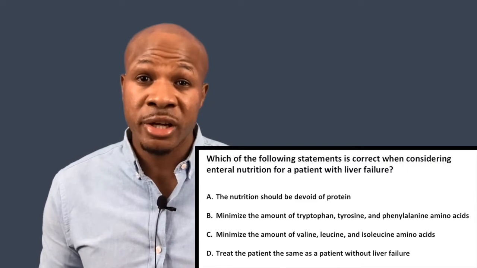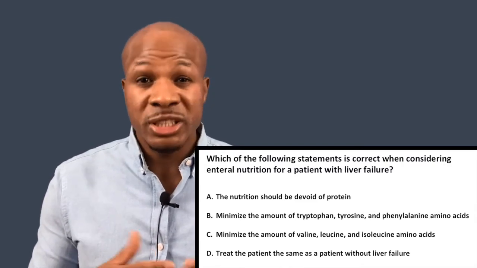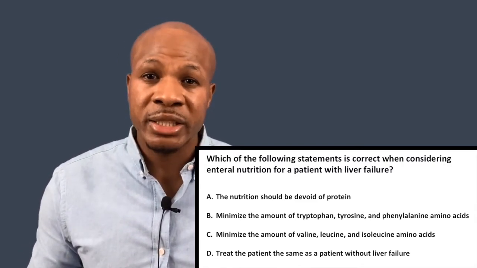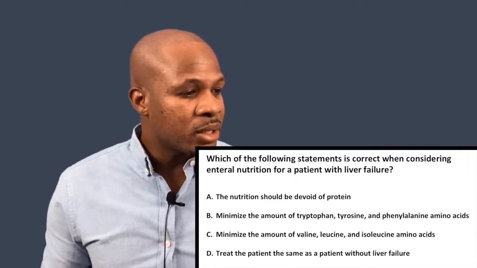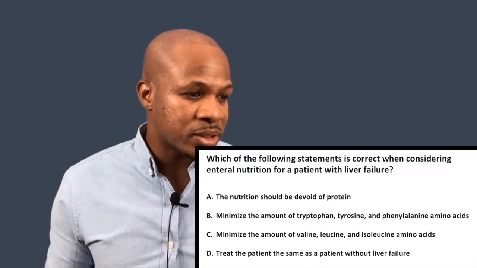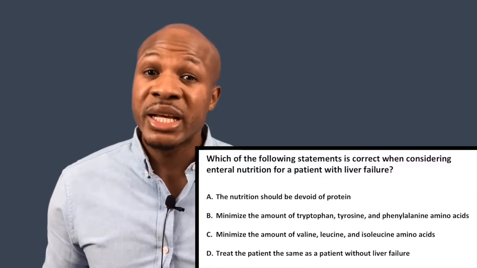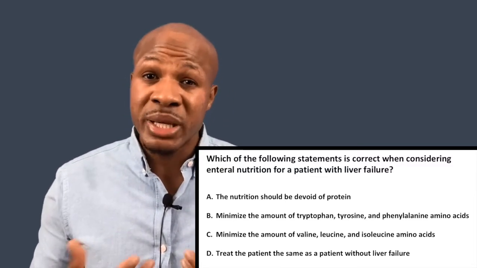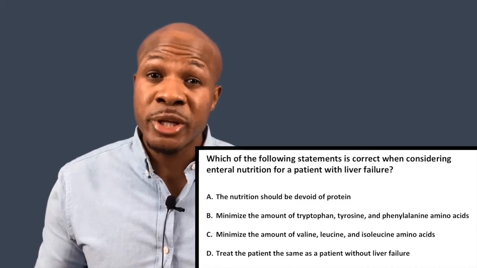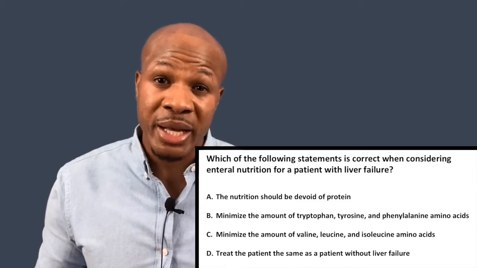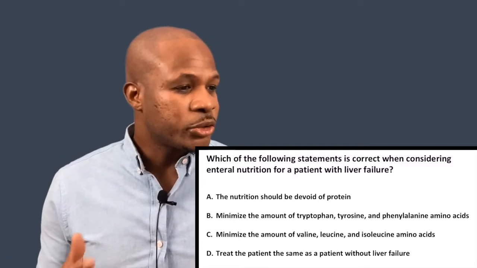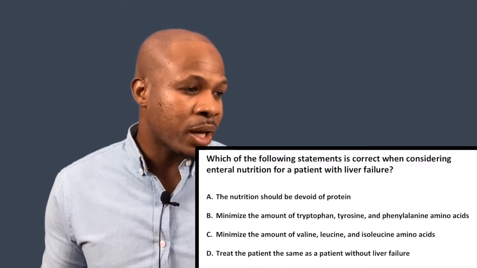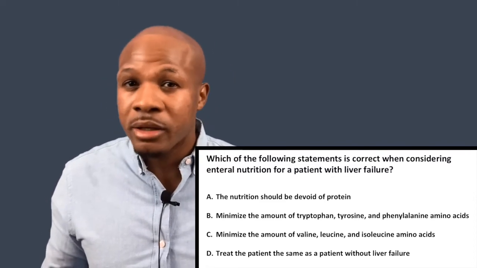Okay, so that's definitely the correct answer, but just to make sure, we go ahead and look at the remaining answer choices. Answer choice C says, minimize the amount of valine, leucine, and isoleucine amino acids. No, that's incorrect, right? Because we either want to maintain the level of those amino acids or increase them, because those are branched-chain amino acids. And D says, treat the patient the same as a patient without liver failure. All right, another wrong answer, right?